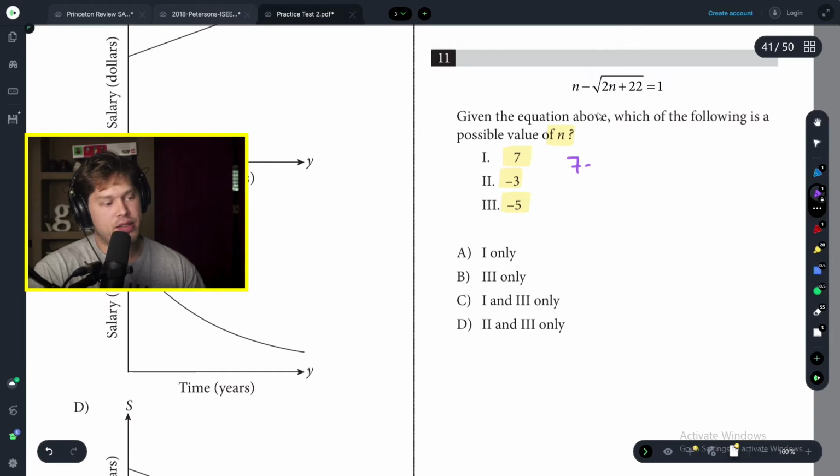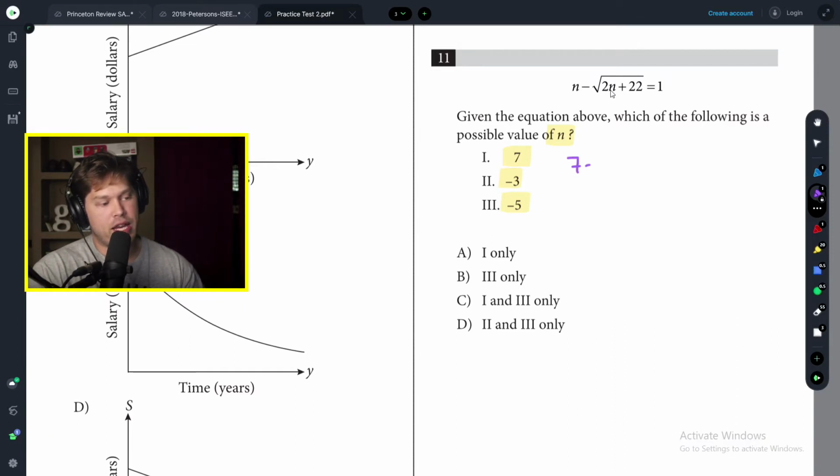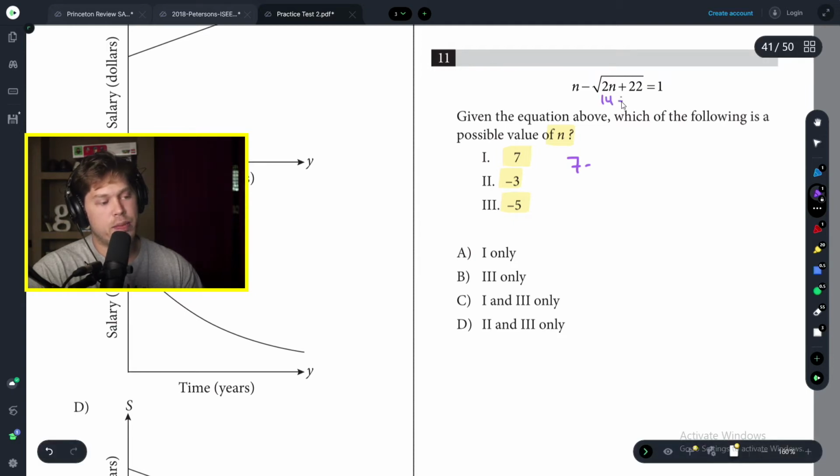7 minus, okay, if we plug in 7 for n, 2 times 7 is 14. 14 plus 22 is 36, so 7 minus the square root of 36. Does this equal 1? Well, this would be 7 minus 6, which is 1. So our first option does work. Let's check out our second option.